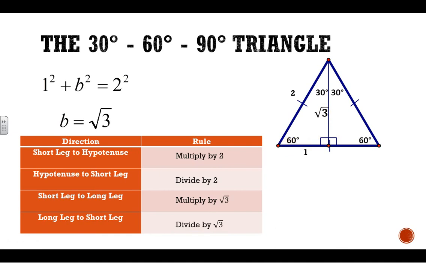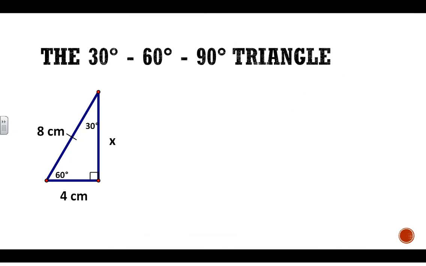What you need to notice with the 30, 60, 90 triangle is that it's all about the short leg. Notice how in all of these it's talking about the short leg. So no matter what, you need to get to the short leg. You cannot go from long leg to hypotenuse without first figuring out what the short leg is. So let's practice with that.